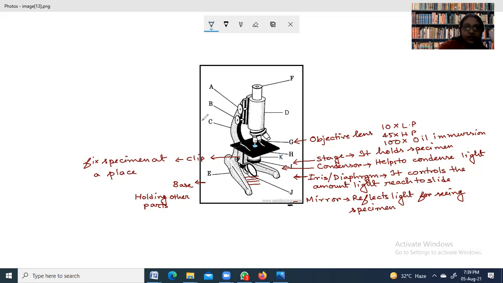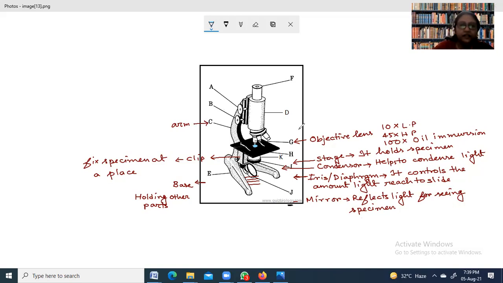Chalo. Now we will talk about this one. What is this? This is called the arm. Whenever you are taking a microscope from one place to another, you should always hold the arm and keep the other hand at the base. Carrying it while shaking it around is not correct.